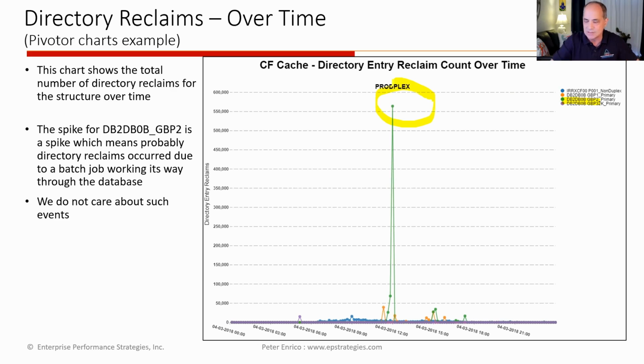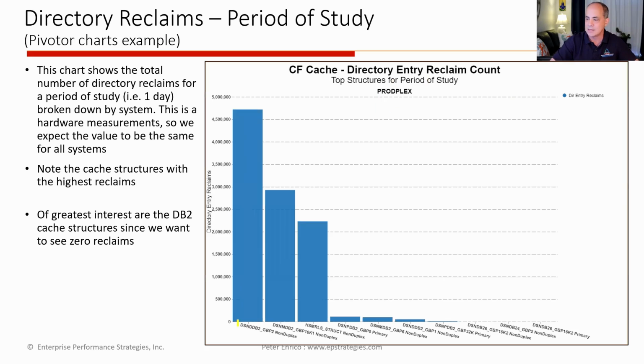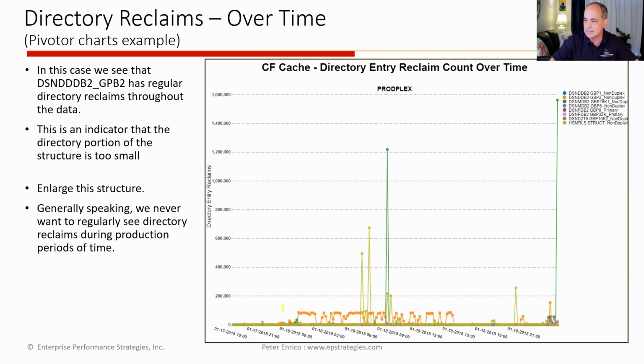Now, I'm not interested in this case. The case I'm interested in is like this, where I have this particular cache structure. I see lots of directory entry reclaims, and I see that they're happening on a regular basis. This is an example of the structure being too small.